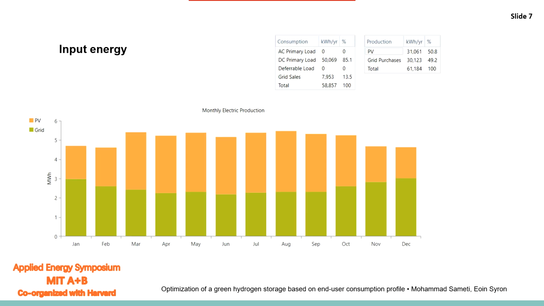For the input energy, during the summer, because there is a high level of solar radiation, more than 50% of the electricity comes from PV. However, we need the grid because during the night there is no radiation. But during the winter, as we go from October, November, December, January, and February, we see that more than half of the electricity comes from the grid. But overall, if we look at the whole year, we see that almost 51% of the electricity comes from PV, and 50% or 49% comes from the grid.